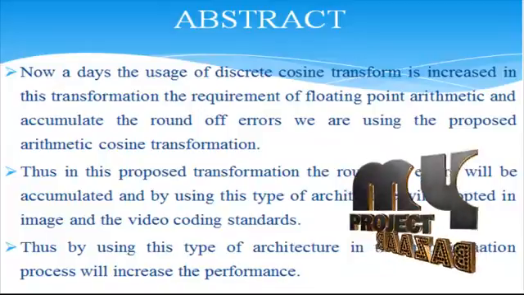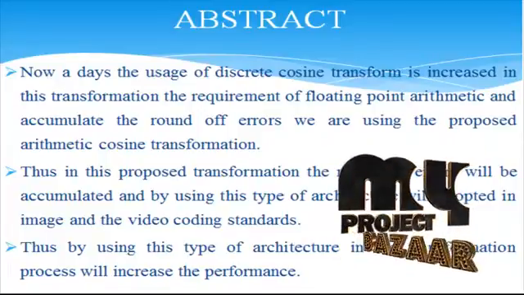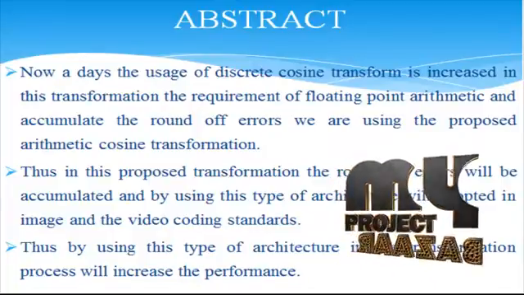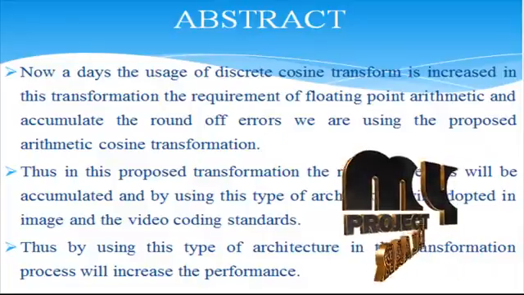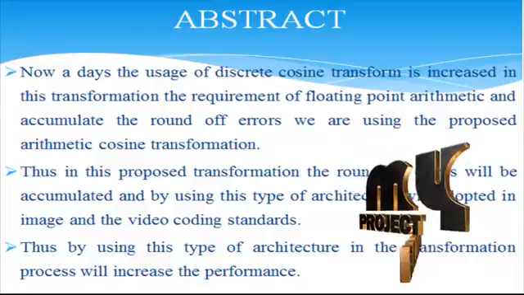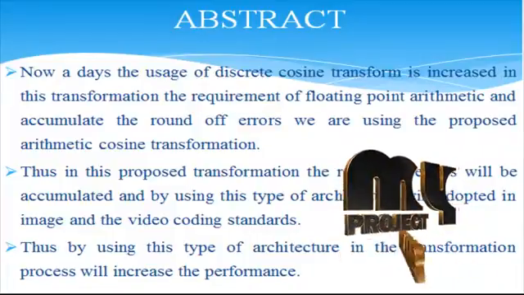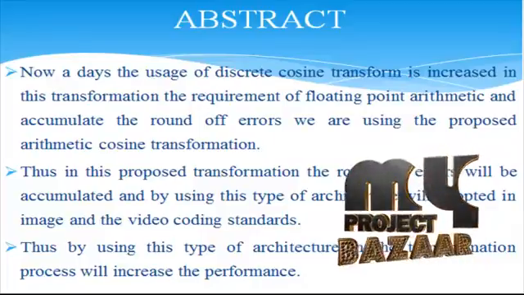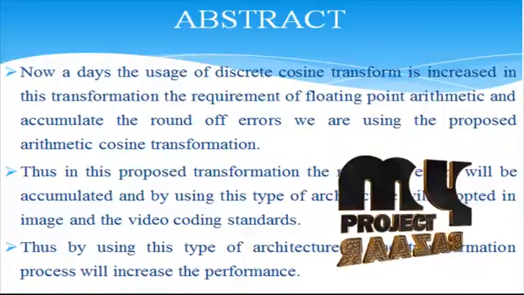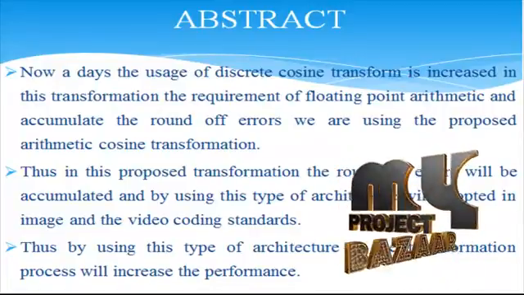Nowadays, the usage of the discrete cosine transform has increased in this transformation. The requirement of floating point arithmetic accumulates round-off errors. We are using the proposed arithmetic cosine transform to handle the accumulated round-off errors in floating point arithmetic. By using this type of architecture, it will be adopted in image and video coding applications. Many applications will use this type of architecture.